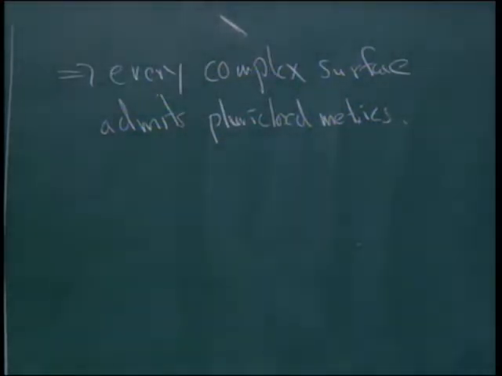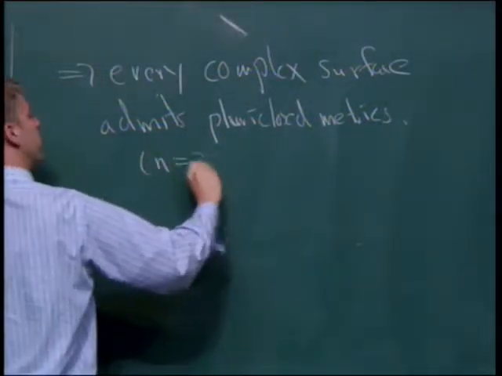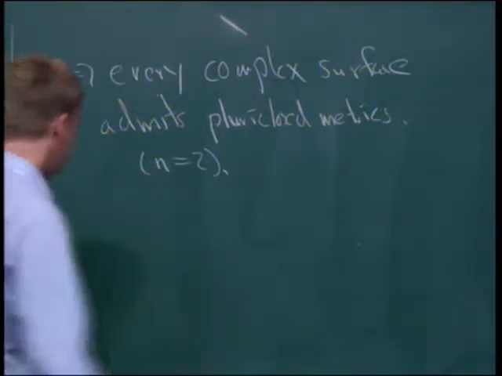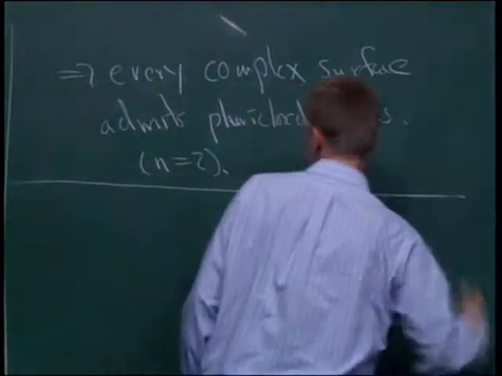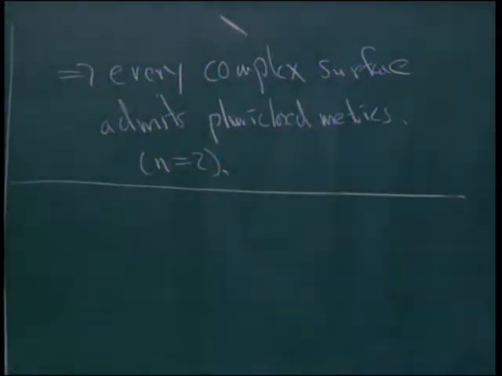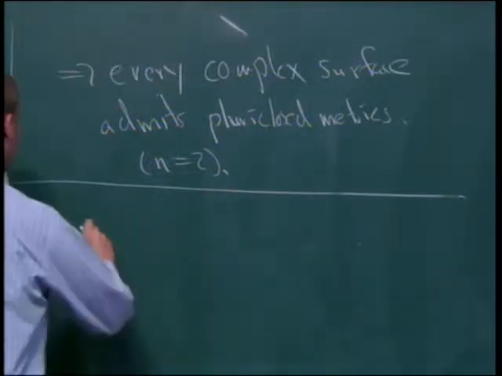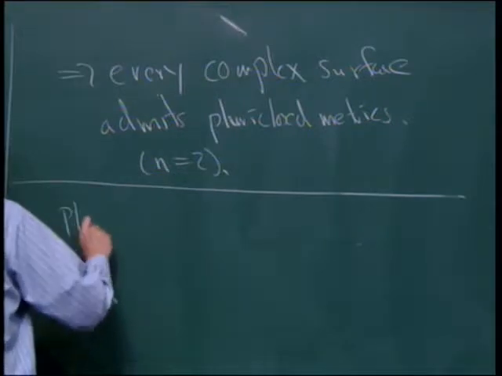That's just n equals 2. And moreover, they're unique in a conformal class. As it turns out, there is a flow which preserves this condition. At first, I'm just going to write it down. So here it is, this is the pluriclosed flow.